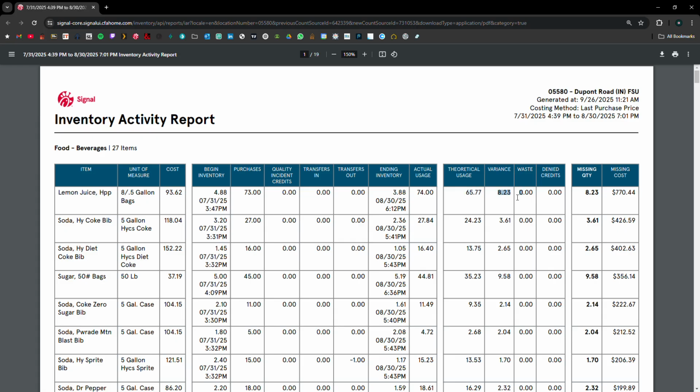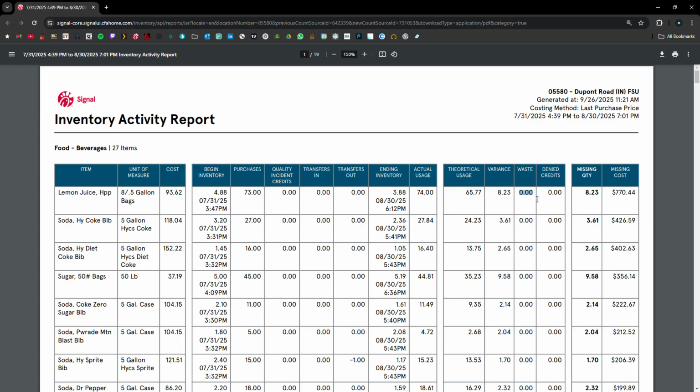Then you have the variance. So the variance is the difference between what we actually used, what we purchased, and the theoretical usage. So we were supposed to have this in theory according to what we sold, but instead we had this number. So there's a difference there. The variance is 8.23 cases, which is quite a bit.